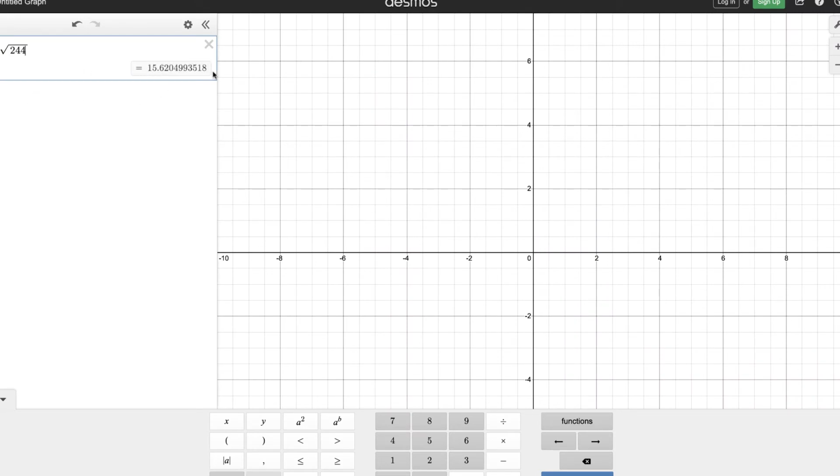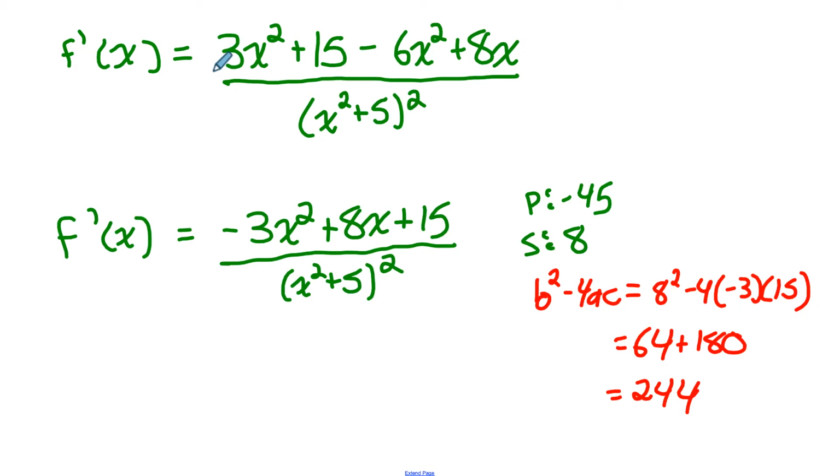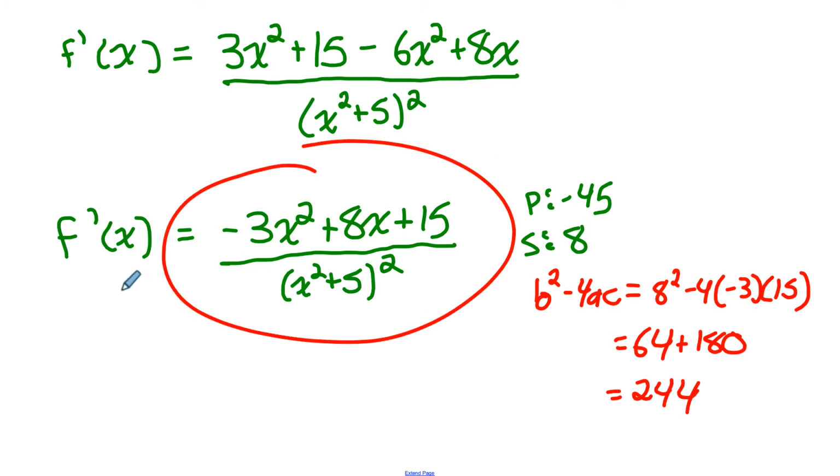That tells me that 244 is not a perfect square number, which means that the quadratic is not factorable, which means that this is my final answer.